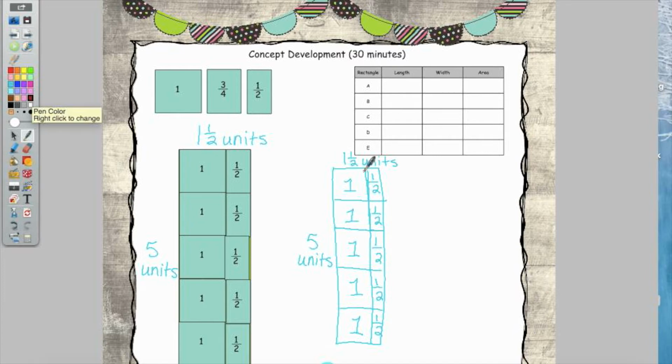Oh, there's, hold on, 2. So here's a whole, and here's a whole. 2 1/2. So we're going to add 5 plus 2 1/2, and it's going to be, there's that 7 1/2 again. This is rectangle C. The length is 1 1/2. You can write U. The width is 5. You can write U. 7 1/2 U squared.